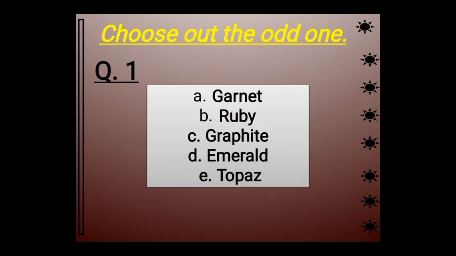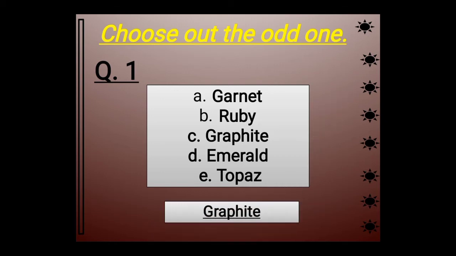First question. This question involves some precious stones like garnet, ruby, emerald and topaz. But graphite is not a precious stone. So the odd man out of this question is graphite. Except graphite other are precious stones.